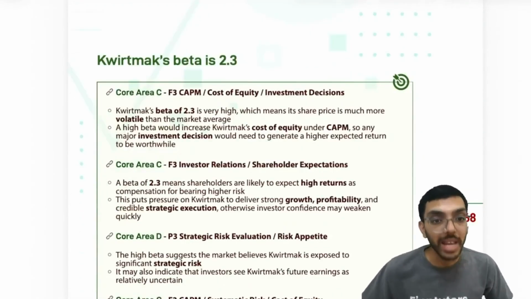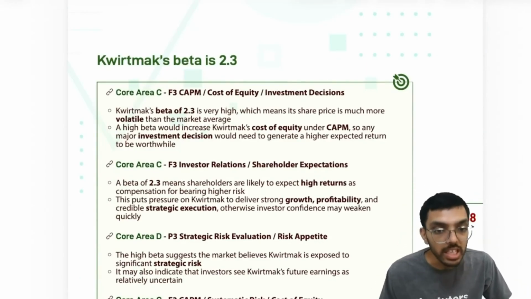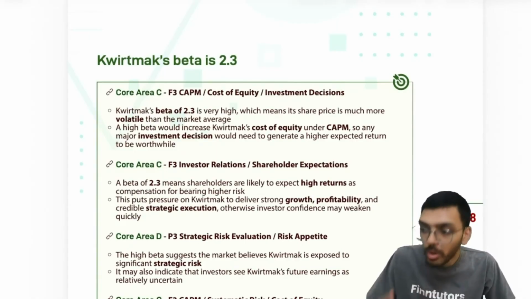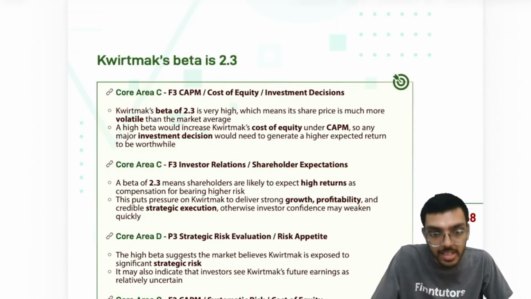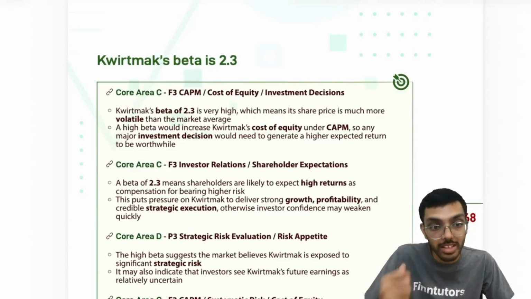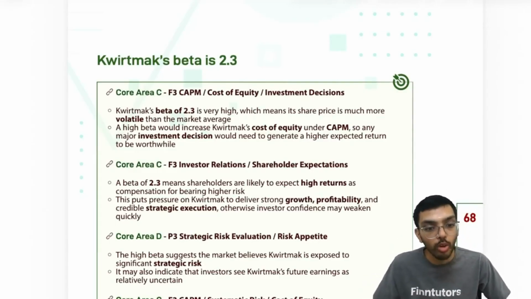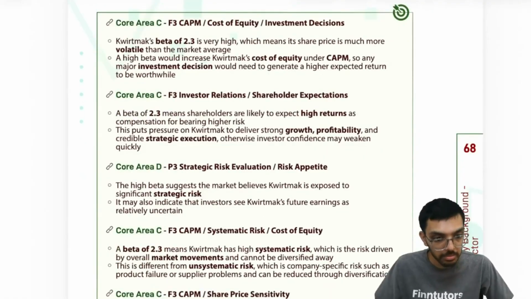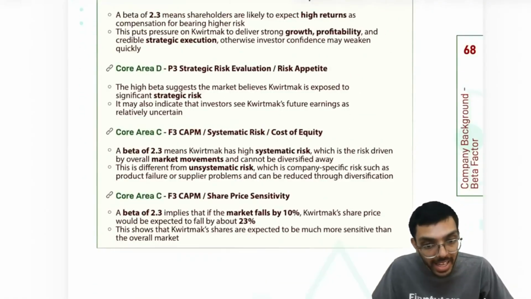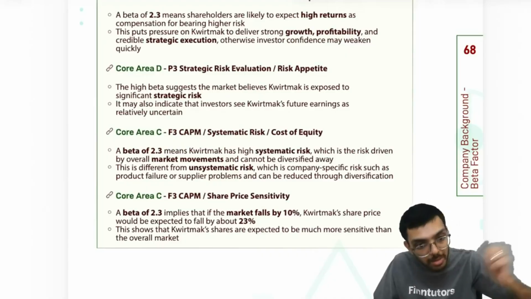They've told us that my beta is 2.3. Very, very risky company. Knowing what a beta factor is, the systematic risk, the unsystematic risk, how beta feeds into the capital asset pricing model, that's your F3 syllabus. So we are much more volatile than the market. A beta of 2.3 implies that if the market falls by 10%, Kwirtmak shares will fall by 23%.